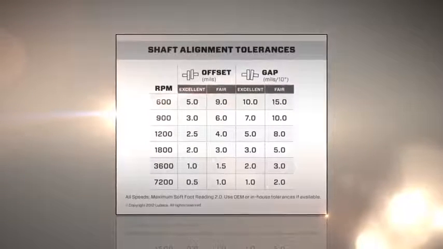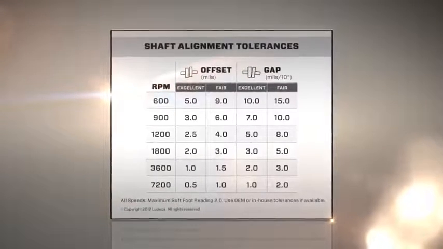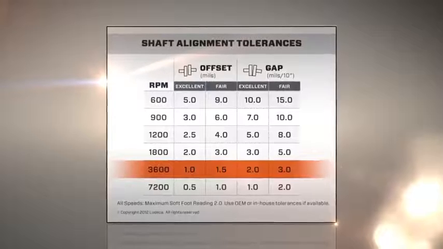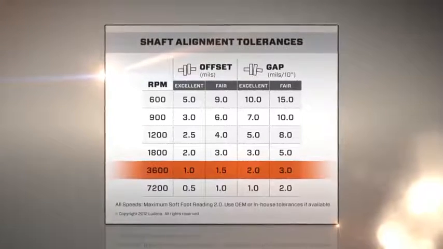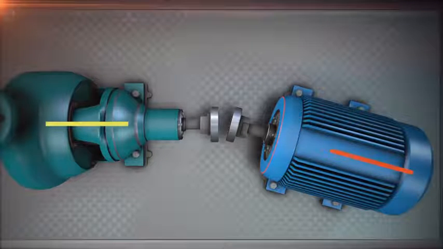Because alignment is so important, tolerances were developed to define the most misalignment you can have and still be okay. We will explain about these tolerances in a future video. If this was a 3600 RPM motor, these would be the tolerances.